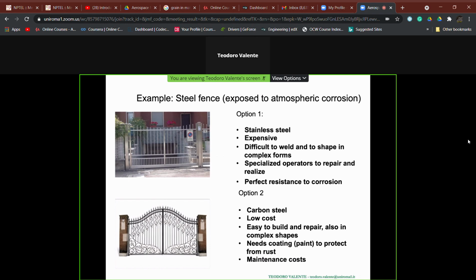But what are the drawbacks? Well, with respect to conventional steel, carbon steels, stainless steels are very expensive. Then they do have also some other drawbacks. They are difficult to weld. Remember the heat affected zones, for example. They can be difficult, that depends on the steels, to shape in complex form.